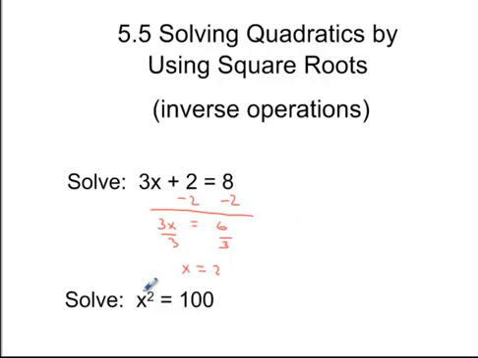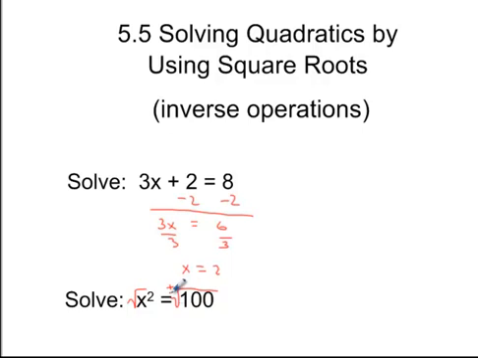Okay, so here's another inverse operation we're going to use. We've got a square. The inverse operation of a square is a square root. Hopefully you know that the square root of 100 is 10, but I have to warn you, and this is going to be very important for this section, that when you take a square root to cancel out a square, you've got to put the plus or minus.